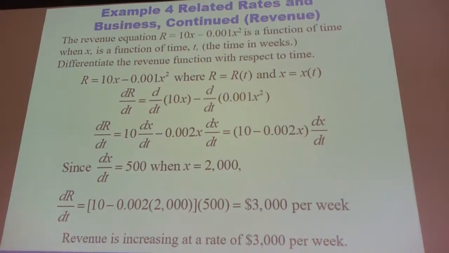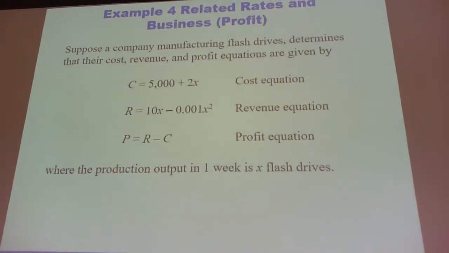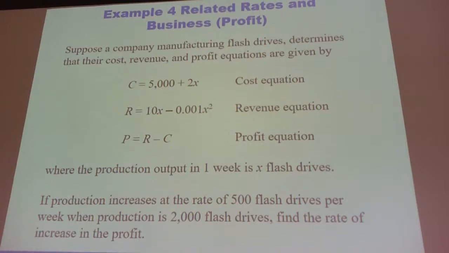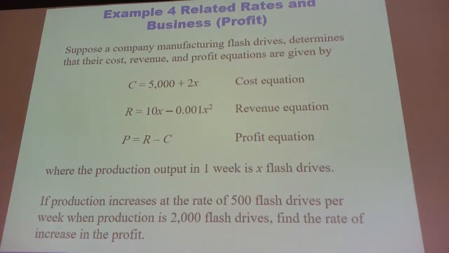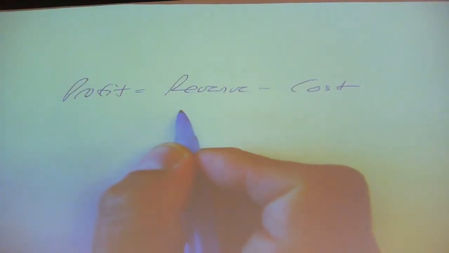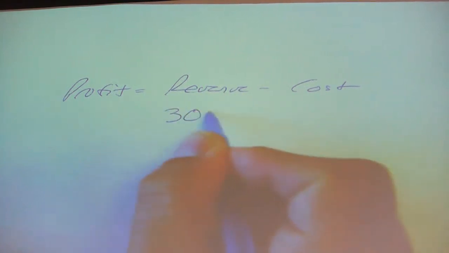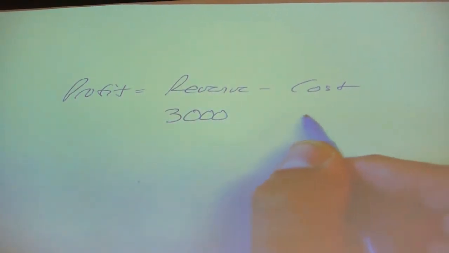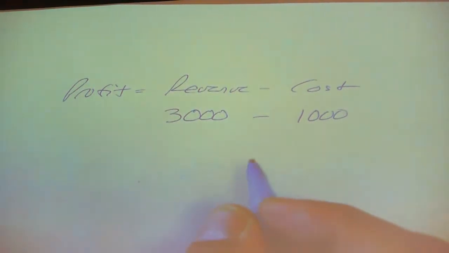And then the last question, and we're done with this section. If production increases at a rate of 500 flash drives per week, and production is 2,000, find the profit. Well, this one's actually going to be pretty quick. And the reason why is, how do you find profit? Revenue minus cost. Well, what was the rate of change for revenue? 3,000. What was the rate of change for cost? 1,000. So how is profit changing?